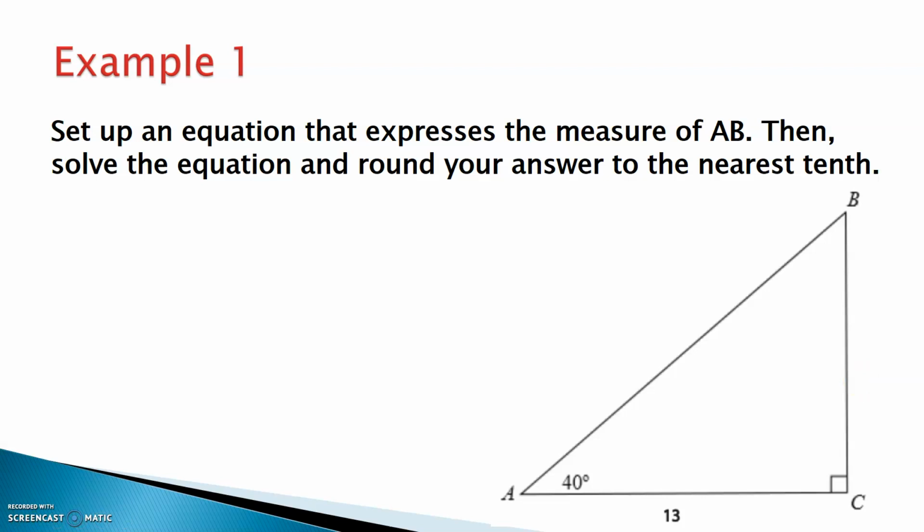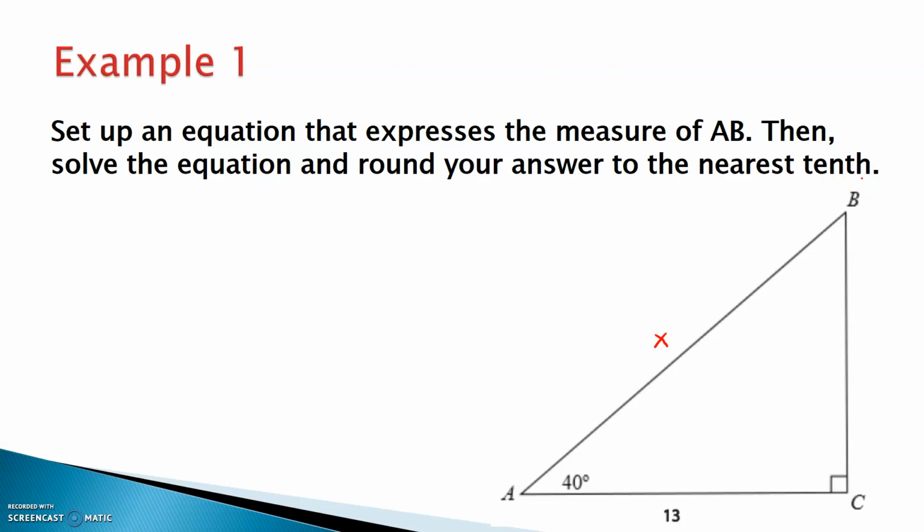All right, so what I want you guys to do is please copy down this triangle, right? I want to run through this one more time with you guys. I'll do one, I'll let you guys try one on your own, I'll do one, and then I'll let you guys try one on your own. So take a second, copy it down. It says set up an equation that expresses the measure of AB. So from A to B, I'm looking for this side right here, the distance from A to B. I don't know it, so I'm going to use a variable x to represent it. I'm going to set up that equation, solve it, and round my answer to the nearest tenth.